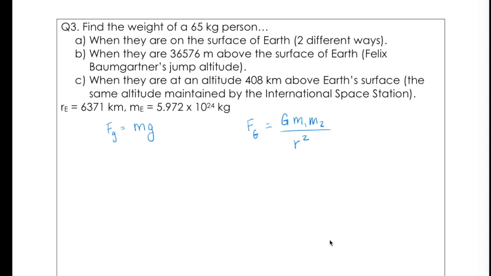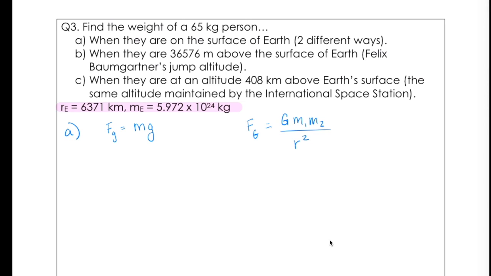Okay, so for part A, it just wants you to solve the equation of a 65 kilogram person with the 2 different things. An important thing to note is for the second equation, the mass of Earth and the distance between the person and Earth is given here for you guys to use in that second equation.